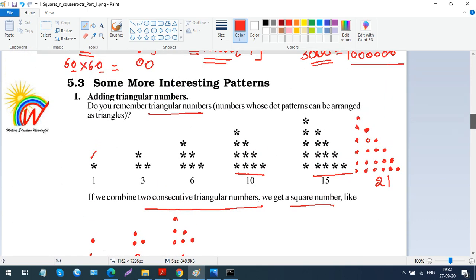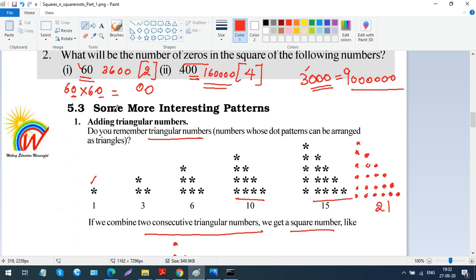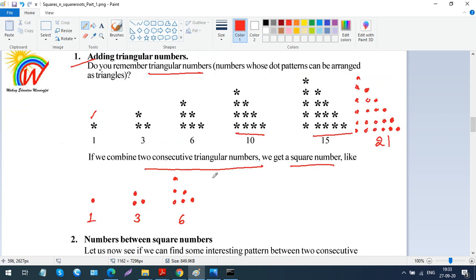Now you see here, it says these are some interesting patterns. We are just going to observe some interesting patterns in square numbers. This first one is adding triangular numbers. If you add two consecutive numbers, what do you mean by consecutive? The next numbers. 1 and 3 are consecutive, 3 and 6 are consecutive. You can't skip one and go to the other. 1 and 6 are not consecutive because they have a 3 in between. So the next numbers are called consecutive numbers, like 1, 3 or 3, 6. They are saying that if you add consecutive triangular numbers, you are going to get a square number.